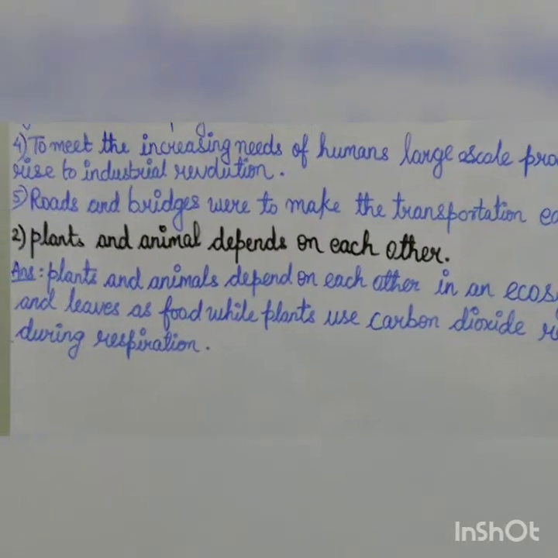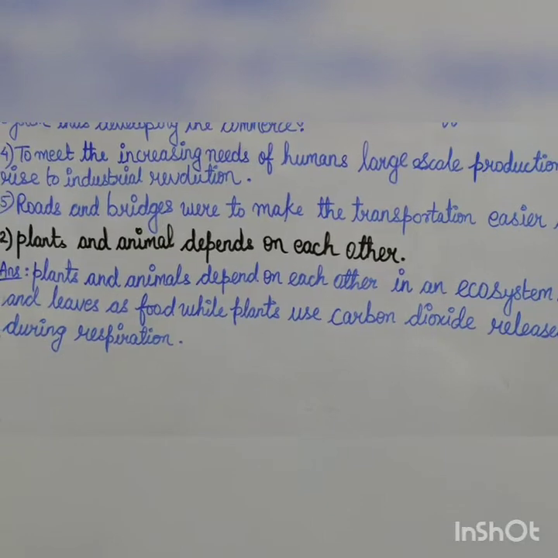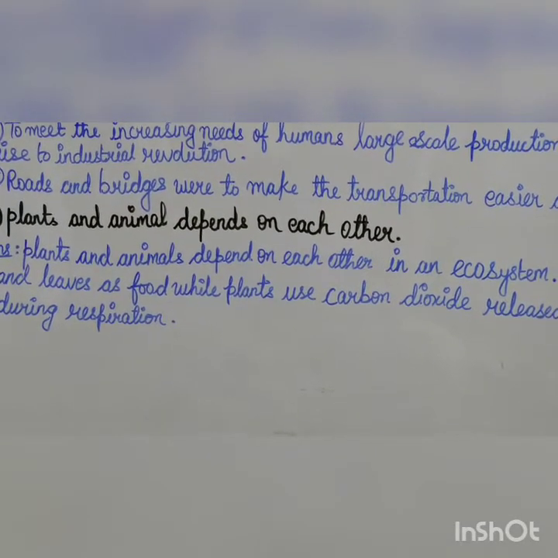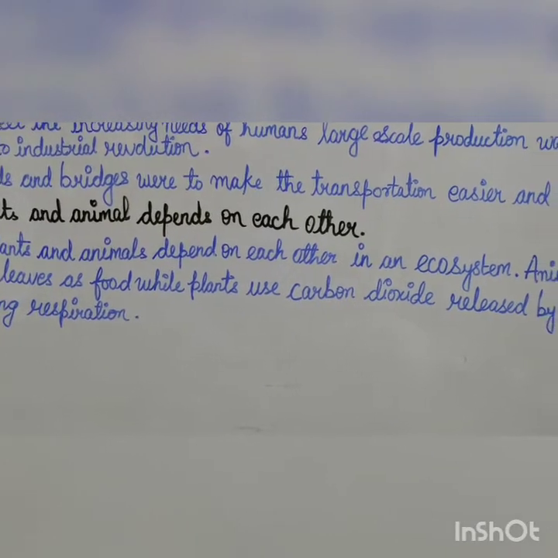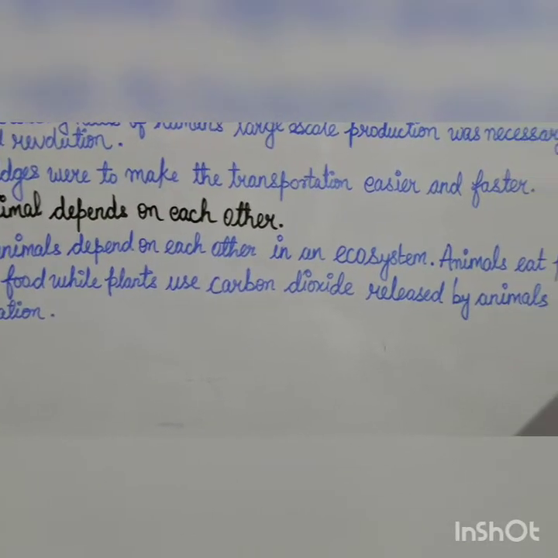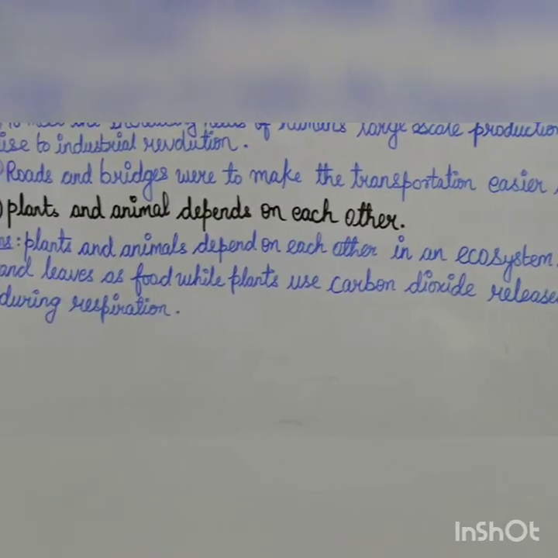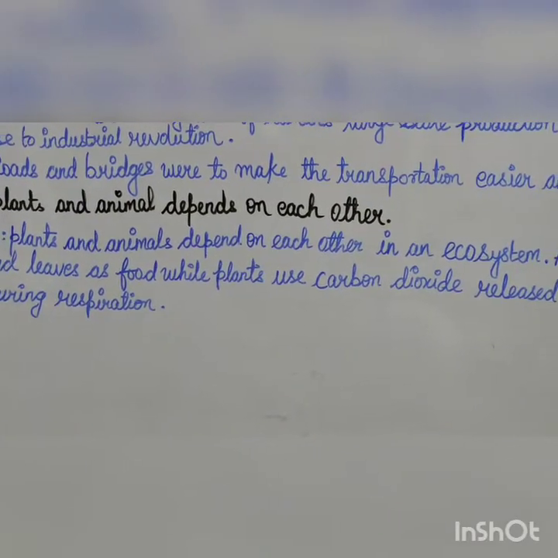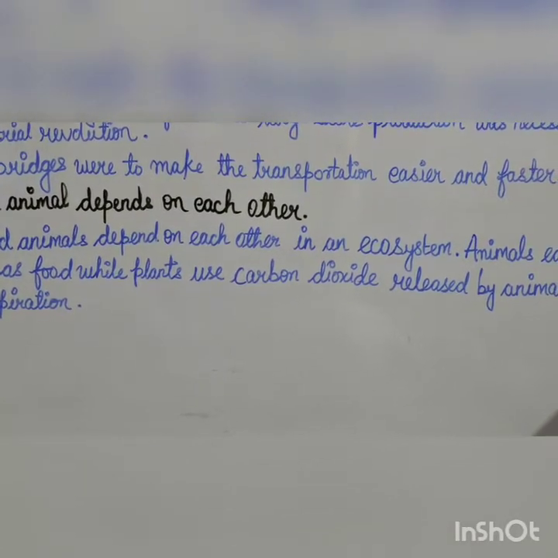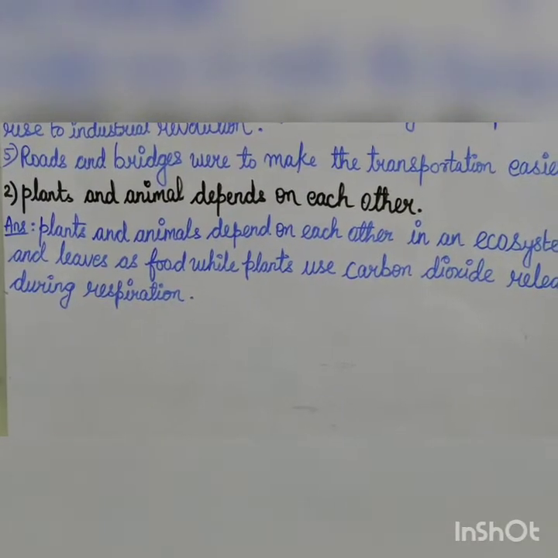So next question over here: plants and animals depend on each other, and the reason behind this is that plants and animals depend on each other in an ecosystem. Animals eat plants and leaves as food, while plants use carbon dioxide released by animals during respiration.